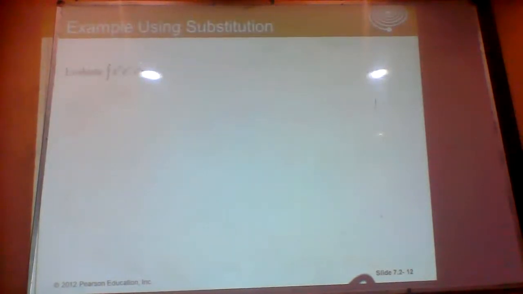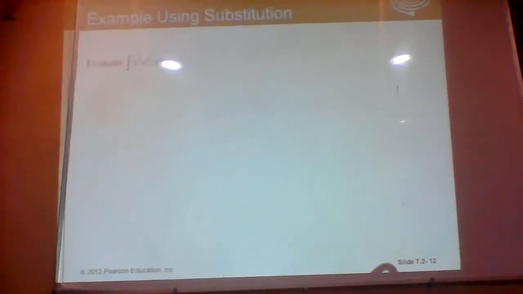How to integrate by substitution? Let's start the first problem here. The first problem is about how to integrate x squared times e to the power x cubed.